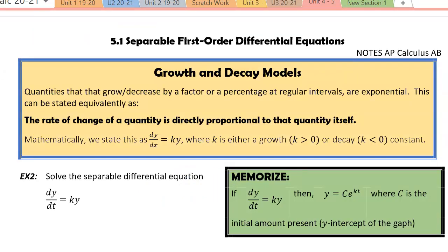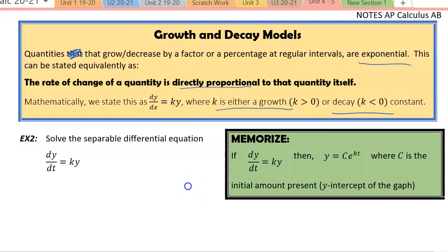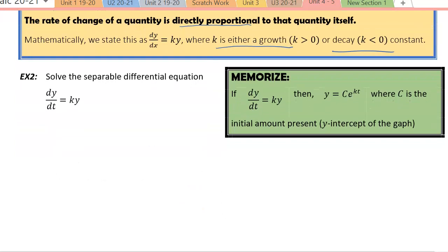Okay, so to the back page, growth and decay models. Quantities that grow or decrease by a factor or a percentage at regular intervals are exponential. This can be stated as the rate of change of a quantity being directly proportional to that quantity itself. So mathematically we state this as dy/dx, the derivative of y in terms of x, the rate of change, equals k times y, the function that we're differentiating, where k is either a growth constant, because it's positive, or a decay constant, because it's negative. Okay, so solve the separable differential equations.